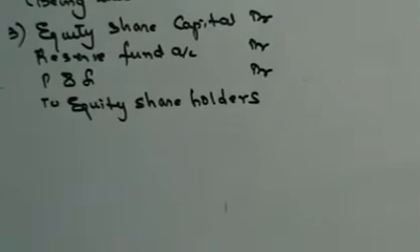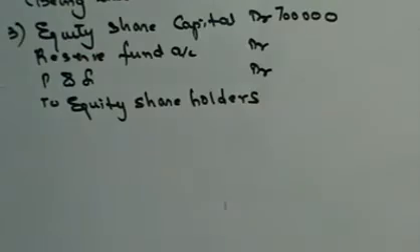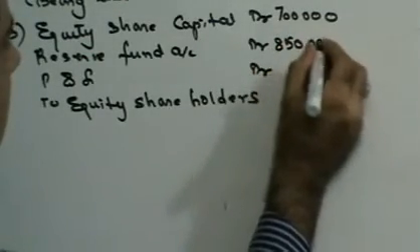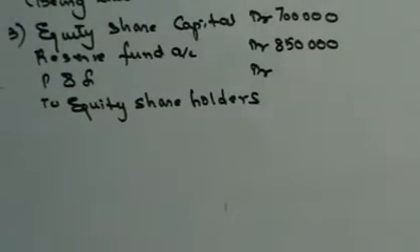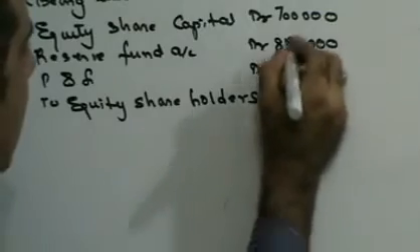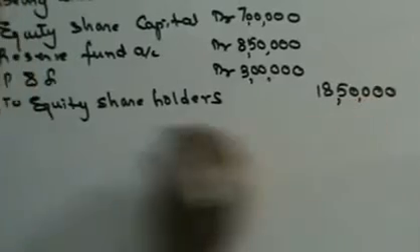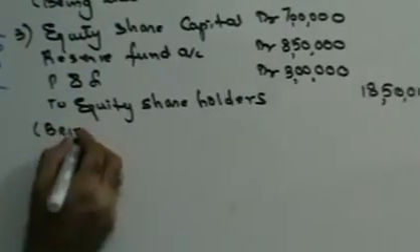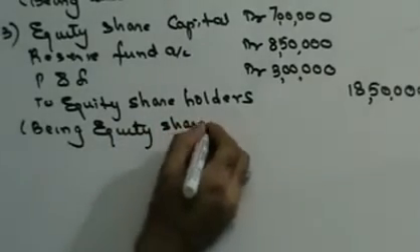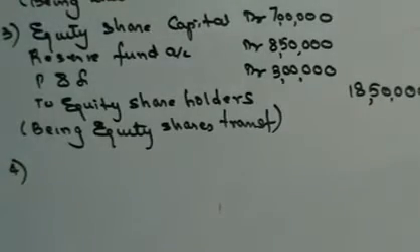Equity share capital is going to be 7 lakhs. Reserve fund is 8,50,000. P&L is 3 lakhs. That totals 18,50,000, being transferred to equity shareholders.